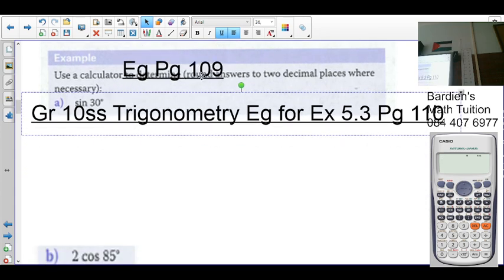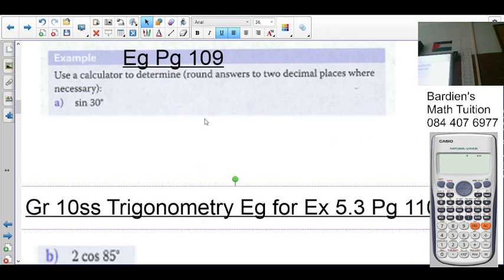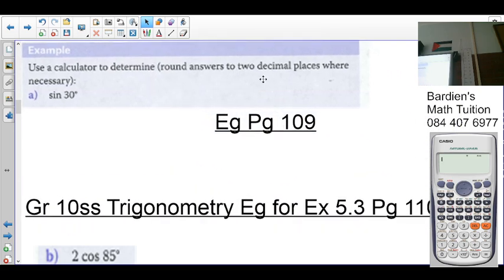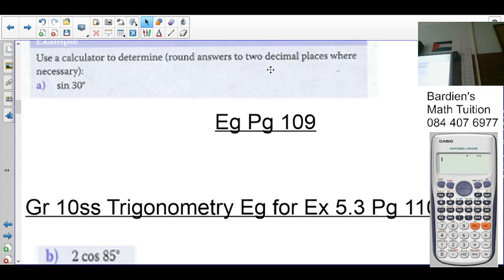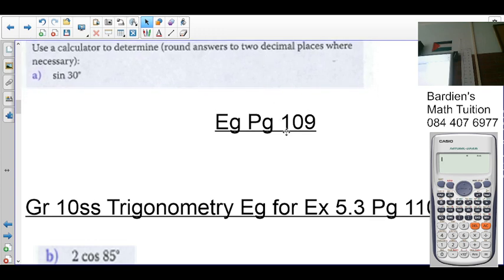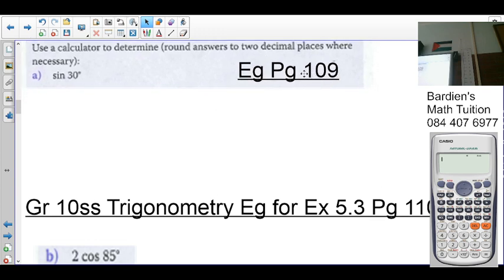Example 1. An example is on page 109. It says use your calculator to determine a rounded answer where necessary. So now you put in your calculator: sine 30. You see this is degree on, this is degree.